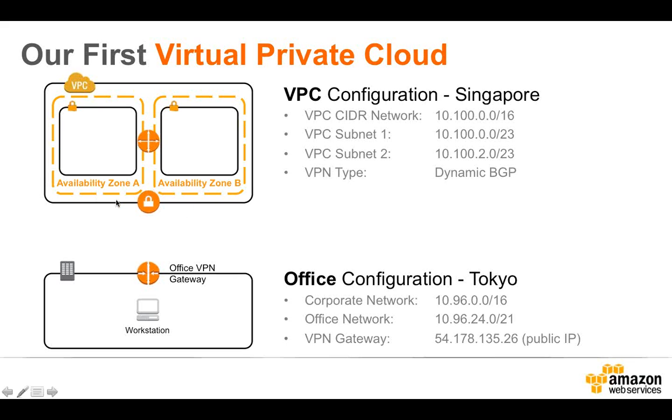Within the VPC, we will be creating two subnets, one in availability zone A and the other one in availability zone B. And you can see the network addresses here. So we will be creating the subnets in the class 10.100.0.0/16. So we will create a B-class network in the VPC and then two subnets with roughly 512 addresses each in those two availability zones. And to connect the VPC to our office, we will be using dynamic BGP, so Border Gateway Protocol routing, and IPsec VPN tunnels. So let's start the demo.